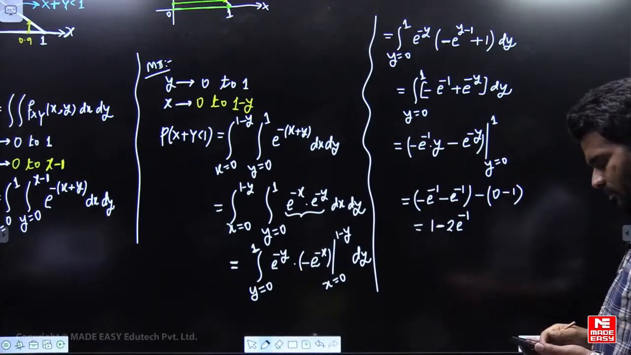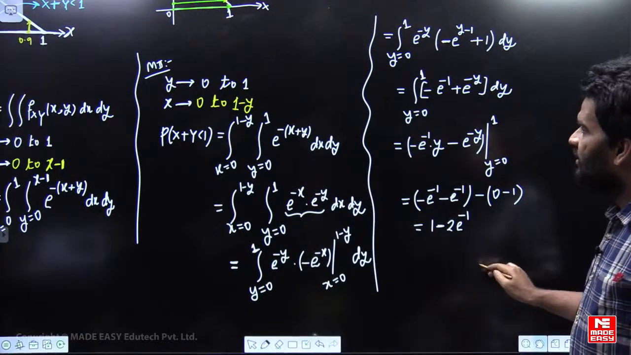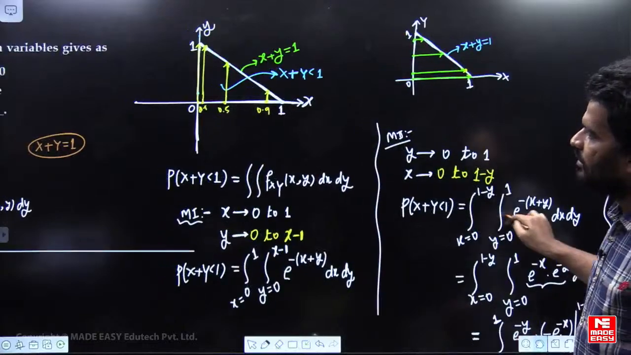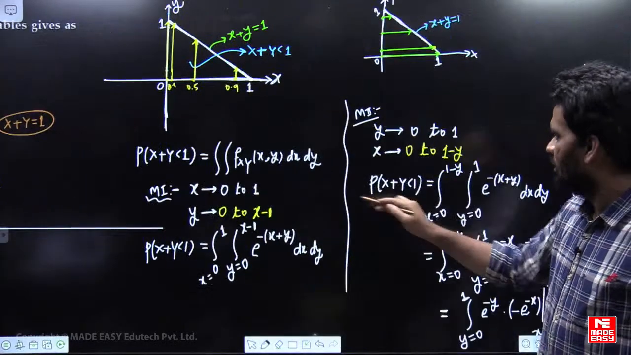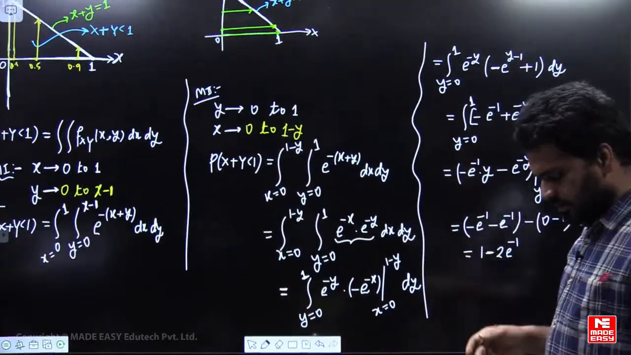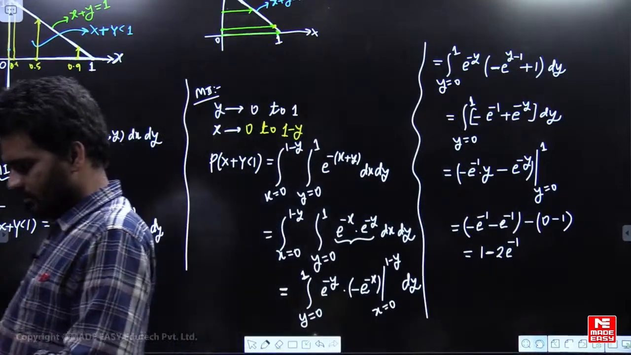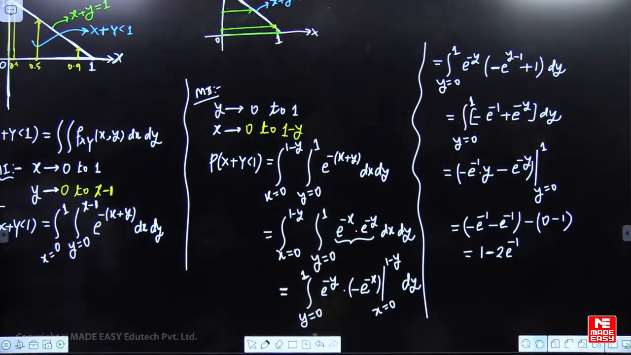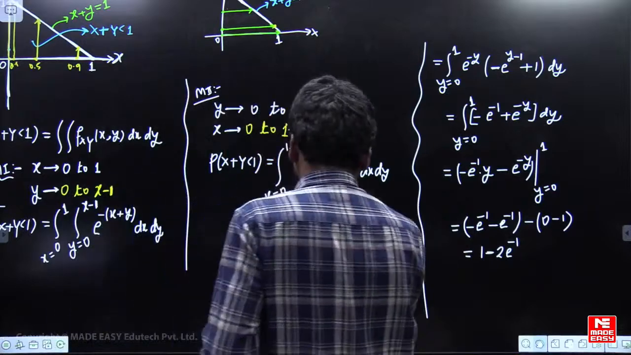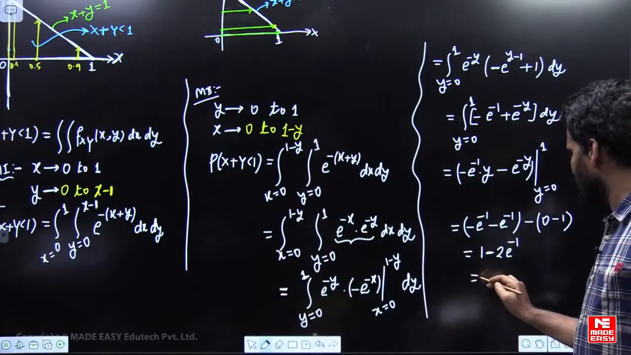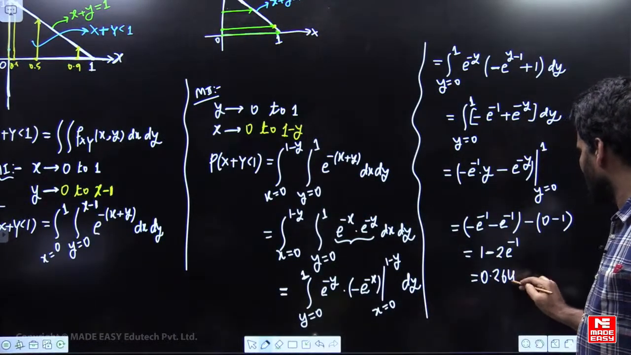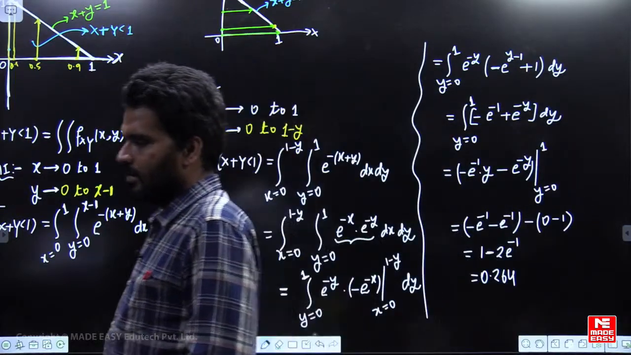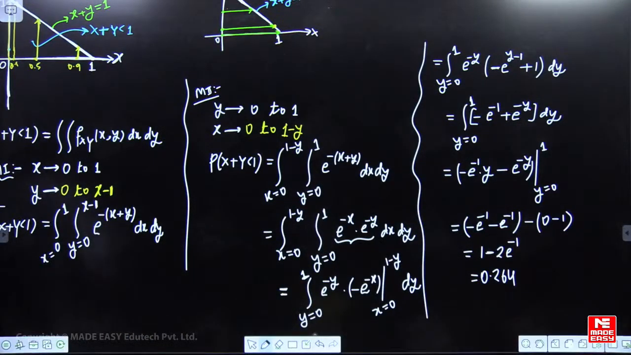So what is the value of this? Is it a numerical answer type question? Yes. So try to check with the calculator. What is the answer for this? 0.264. Yes, so this will be the answer. Most of you gave correct answers. Good.